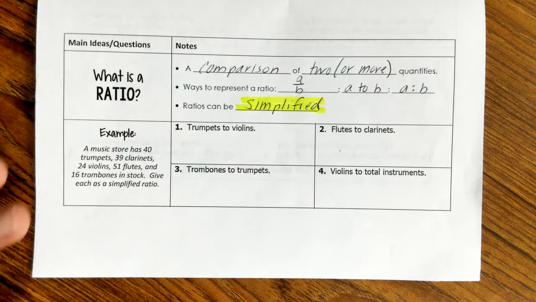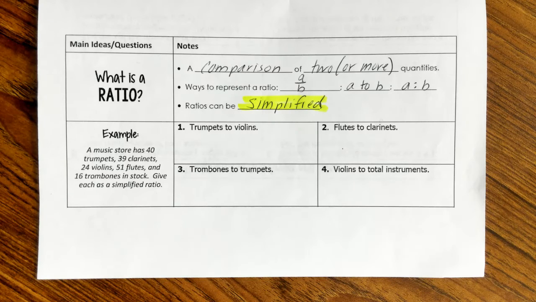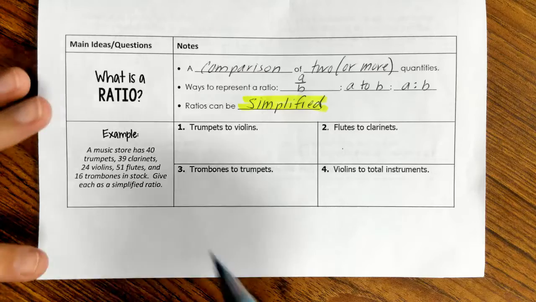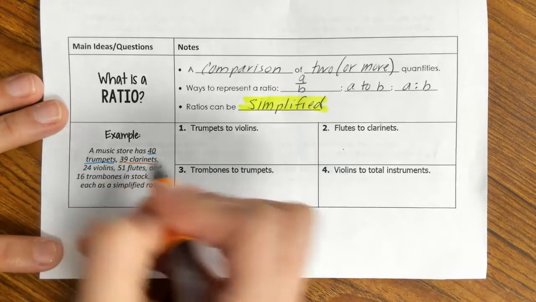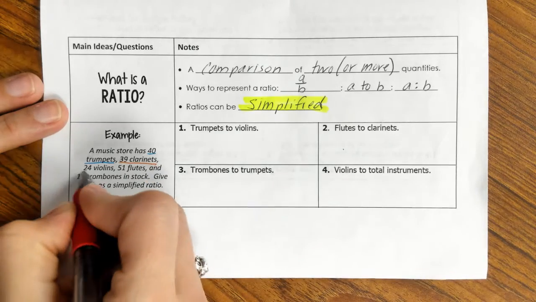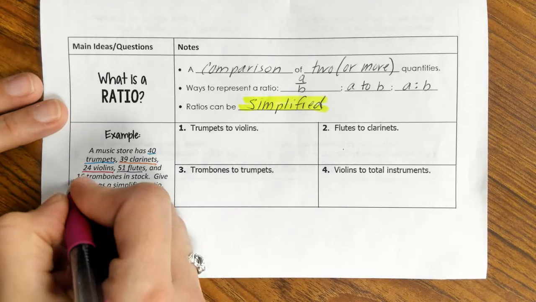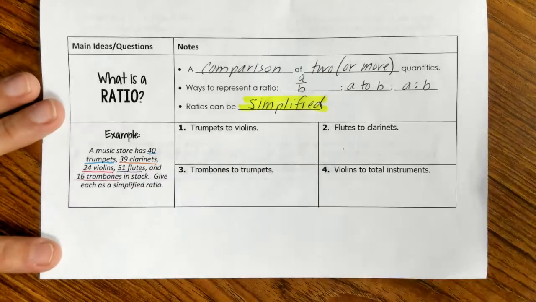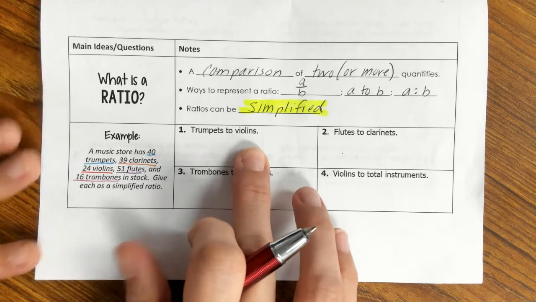Now, the four examples we have are dealing with the different kinds of musical instruments that this music store has, and I'm going to be color coordinating just to make it easier for you to see. We're going to have 40 trumpets, 39 clarinets, 24 violins, 51 flutes, and 16 trombones.